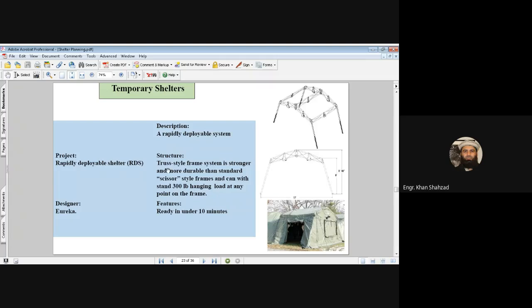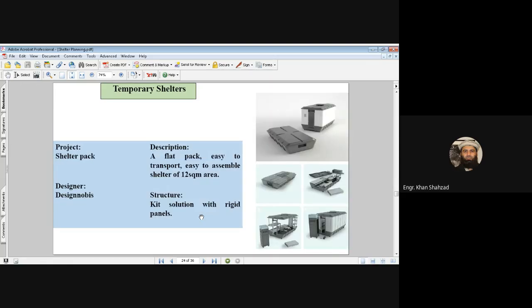Okay, so structures. Truss style frame, you can see the truss style frame of this system is stronger and more durable than standard scissor style frames and can withstand around 300-pound hanging load. You can hang a load of around 300 pounds at any point on the frame, at this point or at this point. So it is more stronger. What are the features of this shelter? It can be made ready within 10 minutes. So all these are the shelters which we have discussed today.